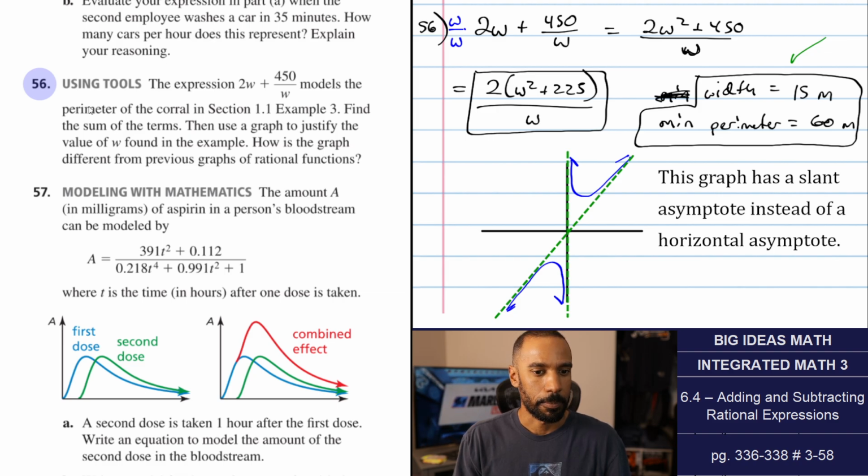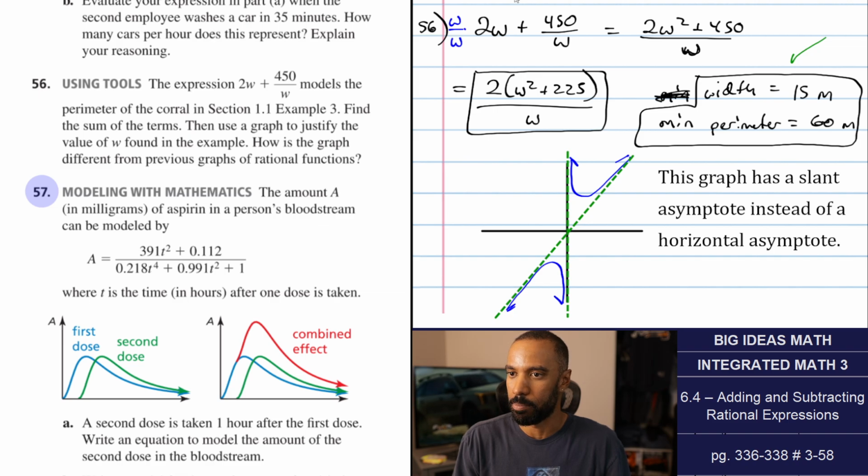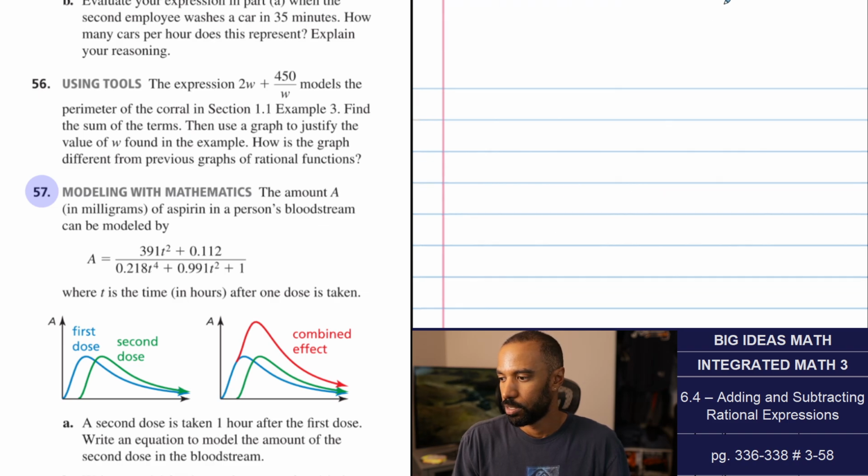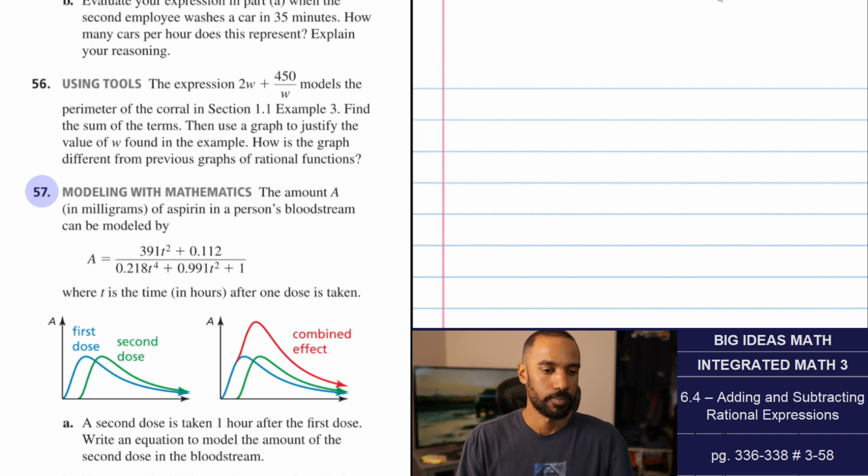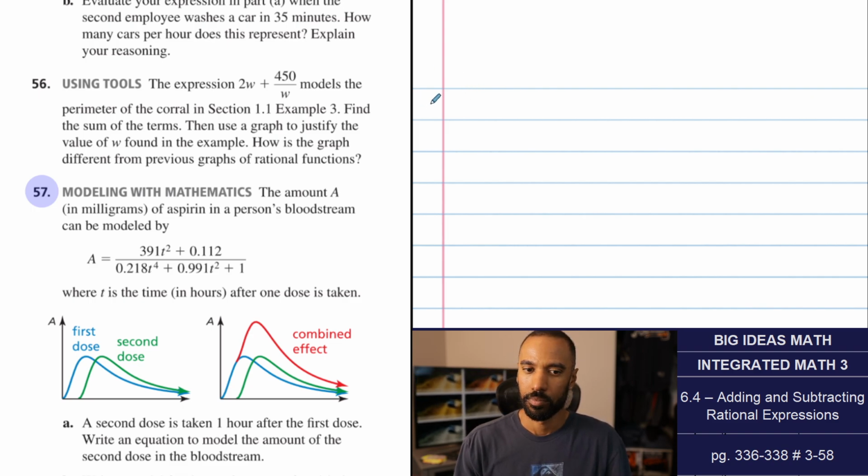All right, number 57. The amount A in milligrams of aspirin in a person's bloodstream can be modeled by what you see there. It's good to know for myself, I guess.